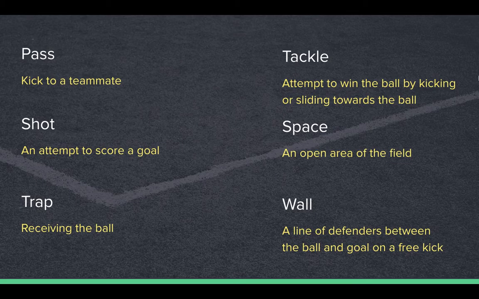A trap is another name for receiving the ball. A tackle is an attempt to win a ball by kicking or sliding towards the ball. A tackle does not have to make contact with the player. Space is referring to an open area of the field. Wall is the term that we use when players are defending a free kick by lining up next to each other, shoulder to shoulder, 10 yards away from the ball.